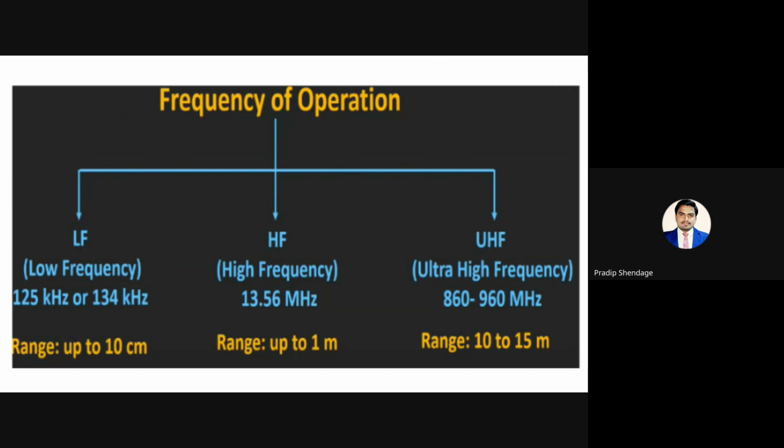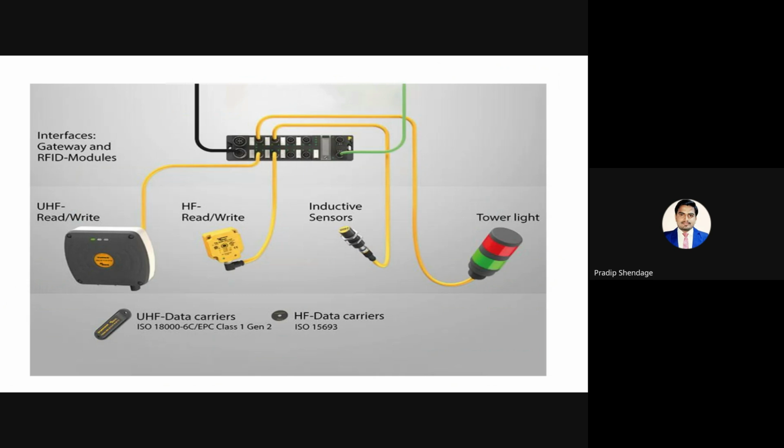These are the frequencies of operation. Low frequency is 125 to 134 kilohertz. High frequency is 13.56 megahertz, and ultra high frequency is 860 to 960 megahertz. The range of low frequency is up to 10 centimeters, the range of high frequency is up to 1 meter, and the ultra high frequency range is 10 to 15 centimeters.